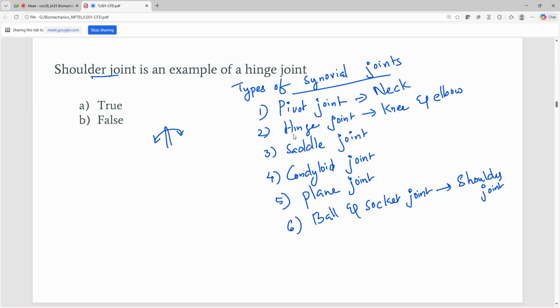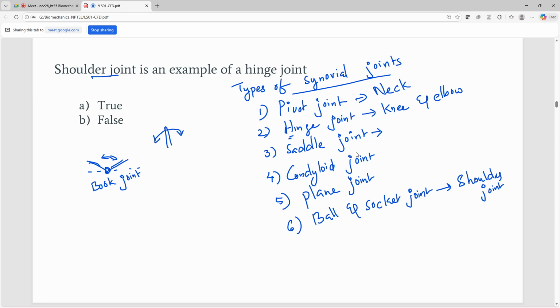Hinge joint, from the name itself, it's simple to understand. It acts like a hinge. So these are two linkages. It can open to its maximum plane of action. So that is called hinge joint, or sometimes called book joint. Similar to a book, so it's called book joint also.